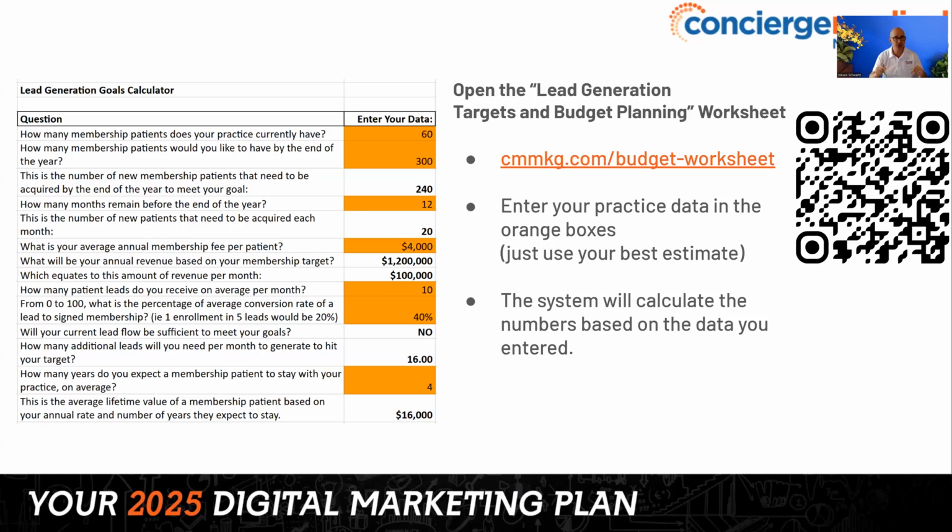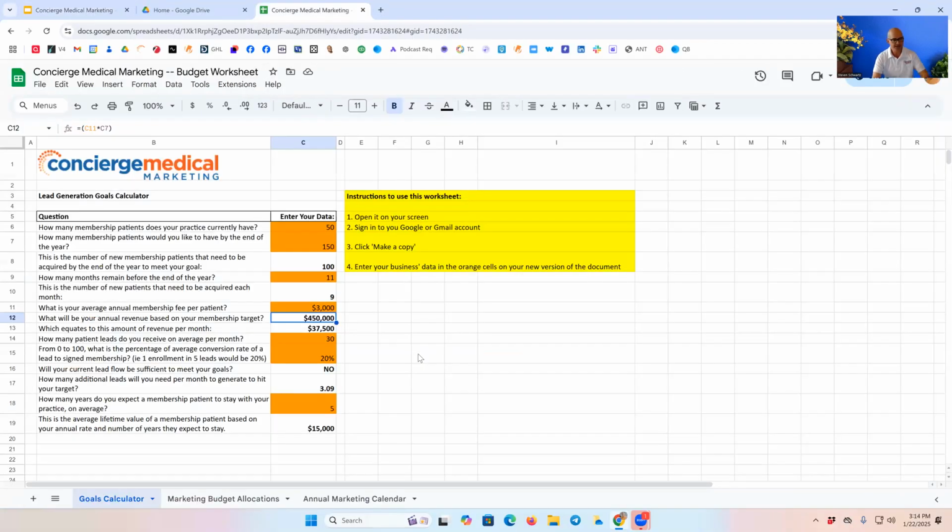Based on what you change in the orange boxes, the spreadsheet is going to automatically calculate your numbers, and feel free to change the numbers, add higher for this, lower for that, whatever, so you really get a good idea of what this looks like. Okay, I'm going to jump over to this budget worksheet and we're going to try some numbers to see how it works. Here's the worksheet.